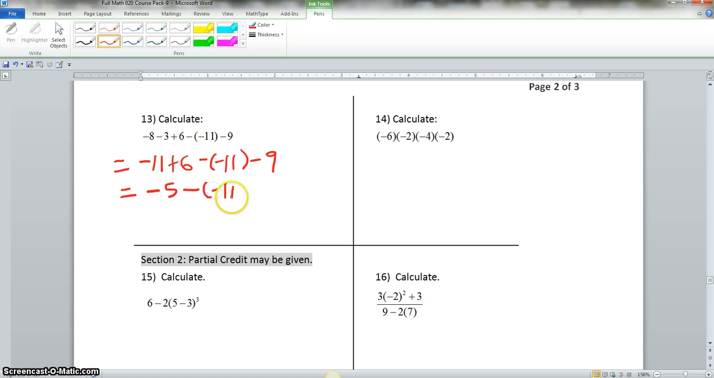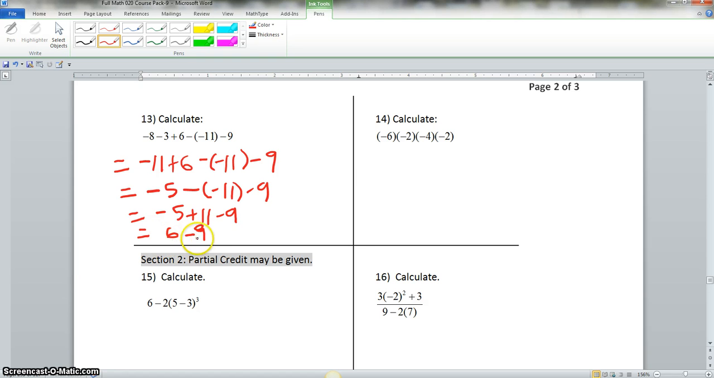And it's minus negative 11 minus 9. Now this is negative 5 minus negative 11. This would be the opposite of negative 11. So this would be negative 5 plus 11 minus 9. Now, negative 5 plus 11, we know we're going to subtract and get 6. But we look here, 11 is larger than 5, so this 6 will remain positive, and minus 9.